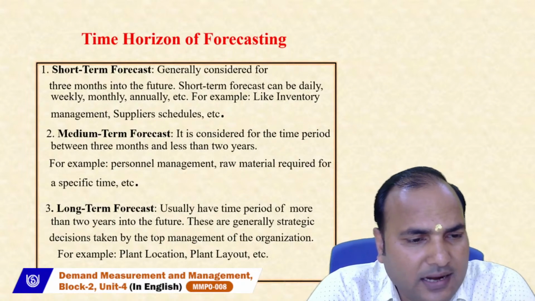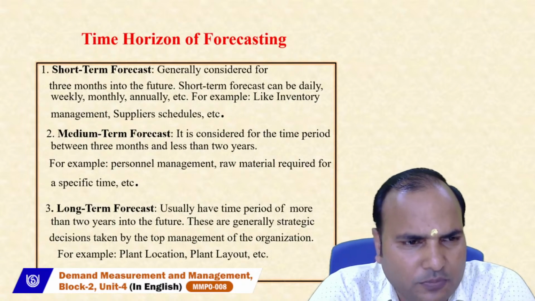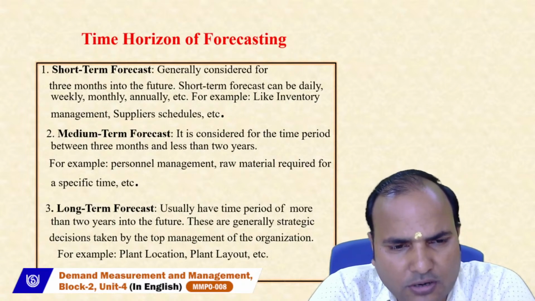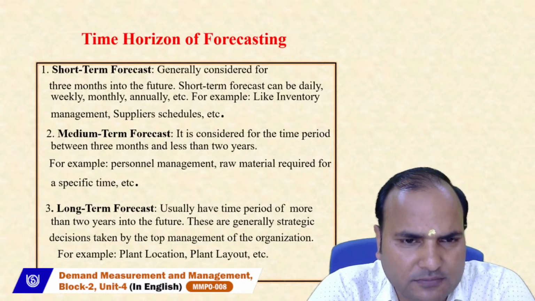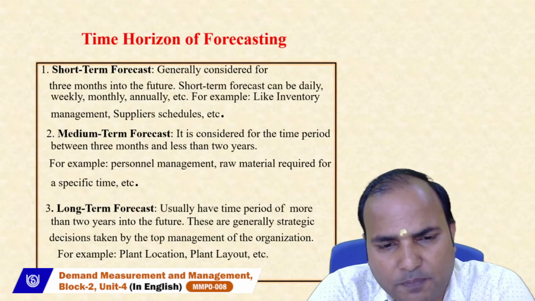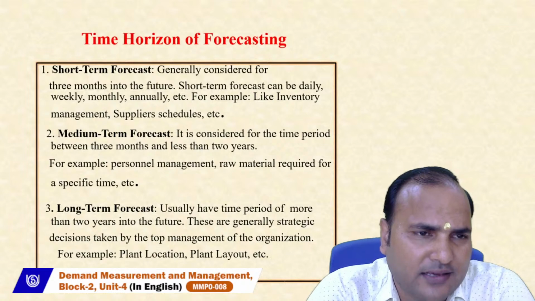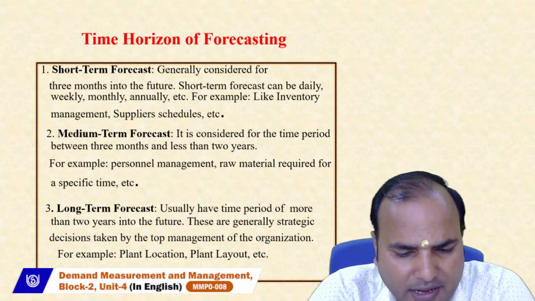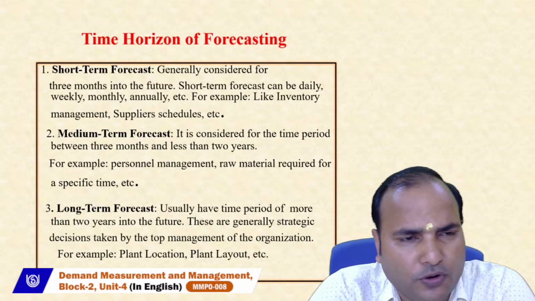Then another is the long-term forecast. On the basis of time horizon, it is divided: one is your short-term, another is your medium-term, another is long-term. Usually these have a time period of more than 2 years. These are generally strategic decisions taken by the top-level management of the organizations. What are the different examples coming under this? Plant location, plant layout. These come under the long-term forecast.